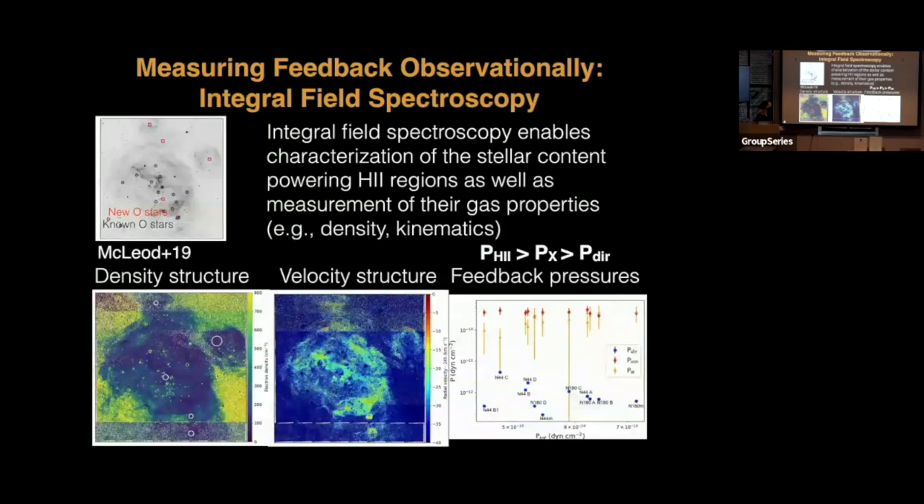The other way one can do this analysis is using integral field spectroscopy. IFU data is very powerful because you can characterize the stellar content that powers an H2 region, and also measure the gas properties, specifically the density and kinematics, and that can give you a constraint on the pressure terms from the different feedback. The first time I'm aware that somebody did this was Anna McLeod in 2019, who looked at a few different H2 regions in the Magellanic Clouds. The general trend of her result was that again, the warm gas pressure dominated over the hot gas pressure and the radiation pressure terms. She's looking at larger H2 regions where the warm gas has already taken over from the radiation.